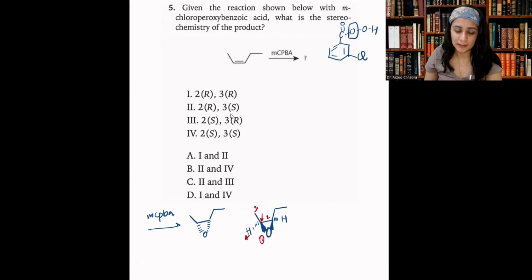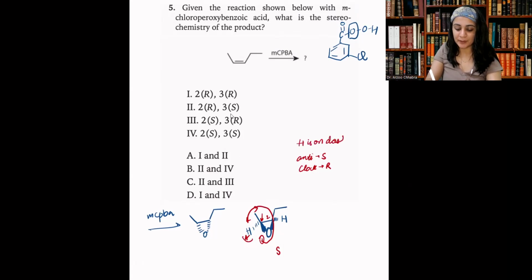And then if we connect the arrow from 1 to 2 to 3, we are going anti-clockwise. So we're going S, and hydrogen is below the plane. So the rule is, if the hydrogen is on the dash bond, or below the plane, then going anti-clockwise is S, and clockwise is R. This is when the hydrogen, or the least priority number 4, is on the dash bond. However, if it's on the wedge bond, then the rules are the opposite.